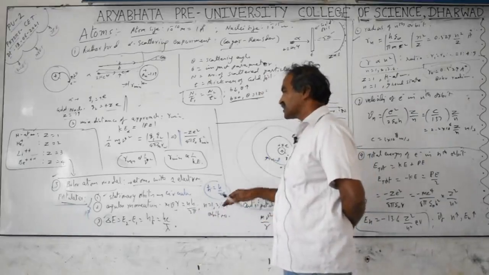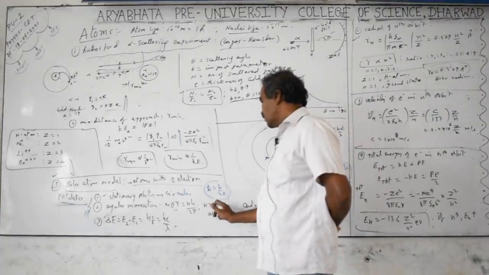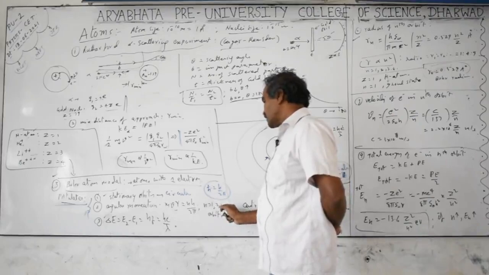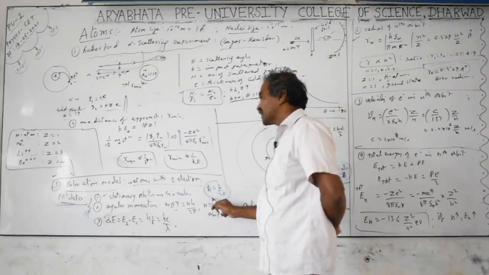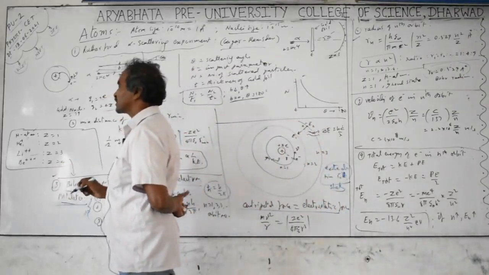N equal to infinity means the electron is far away from the atom, and that is called ionization. N equal to 1 is called the ground state. N equal to 2 is called the first excited state. N equal to 3 is called the second excited state. These are all excited states, but the electron always tries to be in the ground state, that is n equal to 1. A hydrogen atom has only one electron and one proton in the nucleus.